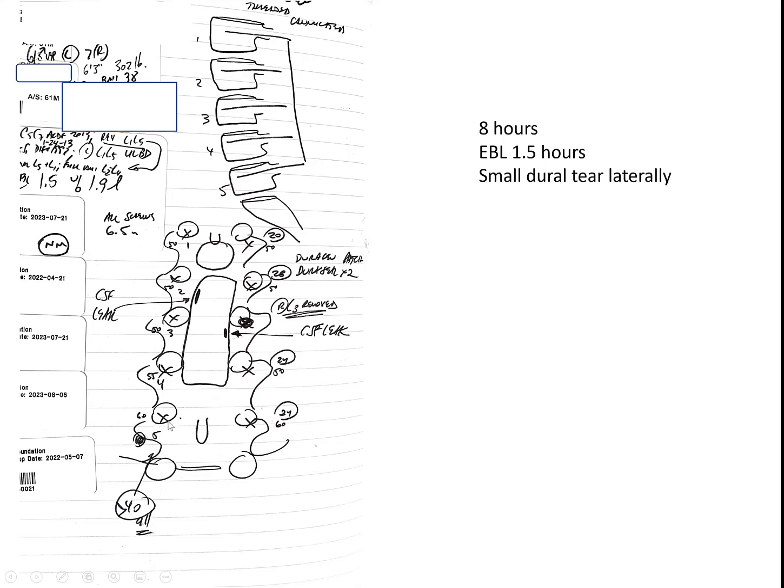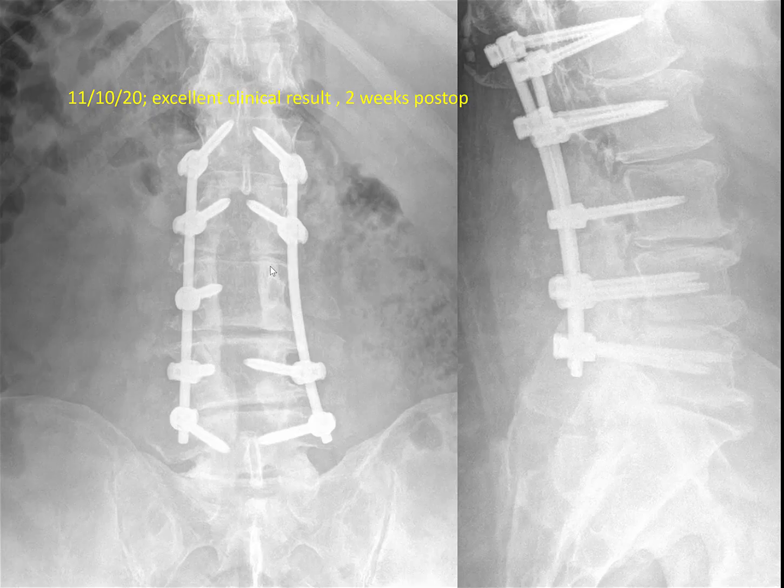So I fused from L1 to L5. Revision decompression at L1-2, and full laminectomies from L2 to L4, and opened it very widely, put screws. And the surgery, considering the severity of the stenosis, the fact that it was a third revision, and his size, went extremely well. It was just longer than I wanted. And clinically, he did fantastic.